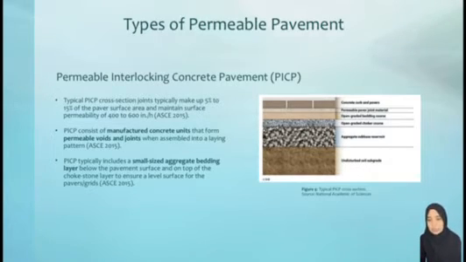Okay, the figure shows the typical PICP cross-section. There are a few layers on top of the soil subgrade. The first one is the concrete curb or the pavers. The second one is the paver joint material. The third one is the bedding course. The fourth one is the choker course. And the last layer on top of the soil subgrade is the subbase reservoir.